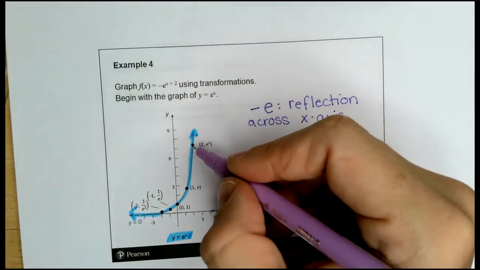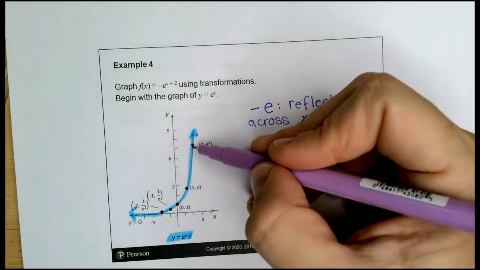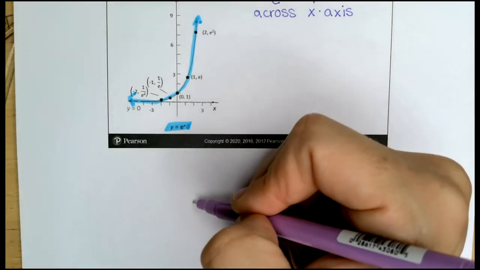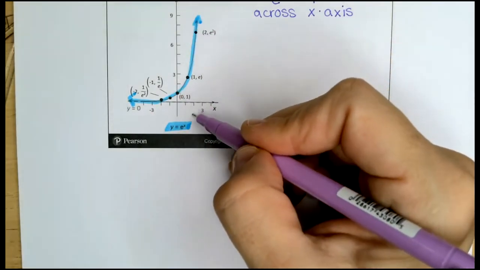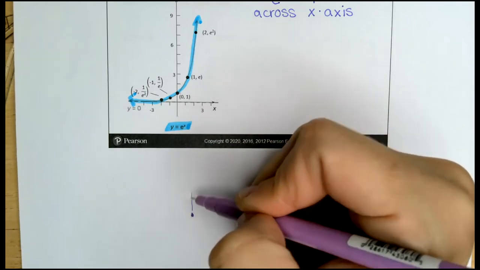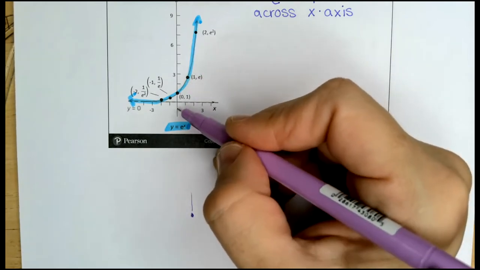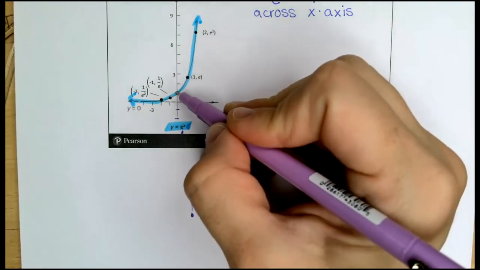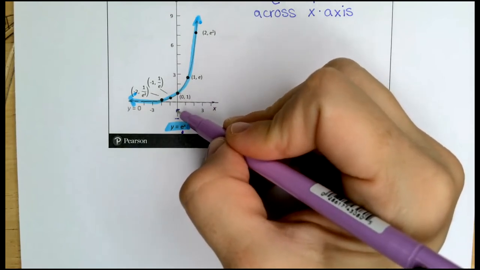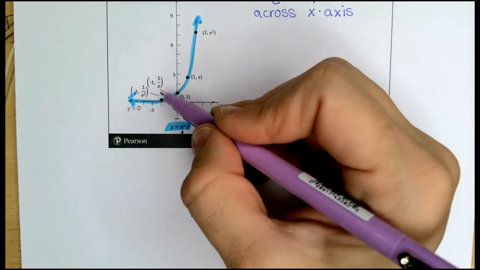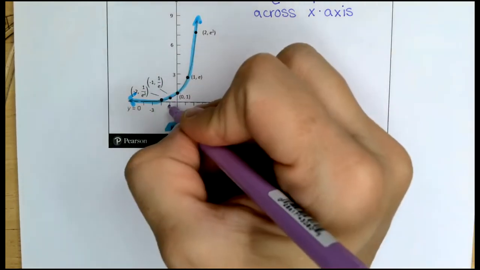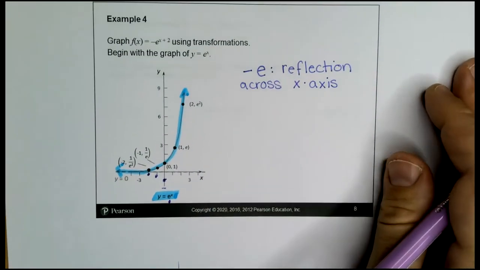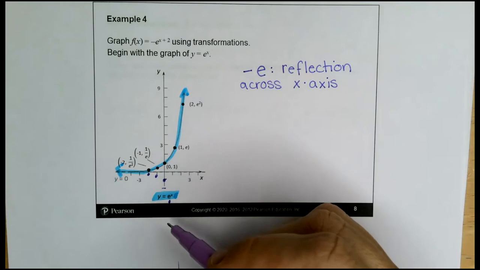So now I'm changing my y's from e squared to a negative e squared. So that has to go all the way down. From e to a negative 2-ish, right? 2.7. 0, 1 becomes 0, negative 1. 1 over e, negative 1 over e. 1 over e squared, negative 1 over e squared. So we're reflecting across the x-axis because we changed all the y's.